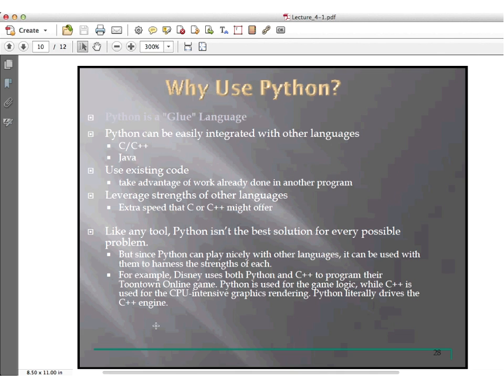The other thing is it's considered a glue language. You can easily integrate it with other languages like C or C++ or Java. You can reuse existing code. Like I said before, a lot of times you want to do a particular problem. Why reinvent it from scratch? You can go on the internet and see what somebody else has done.